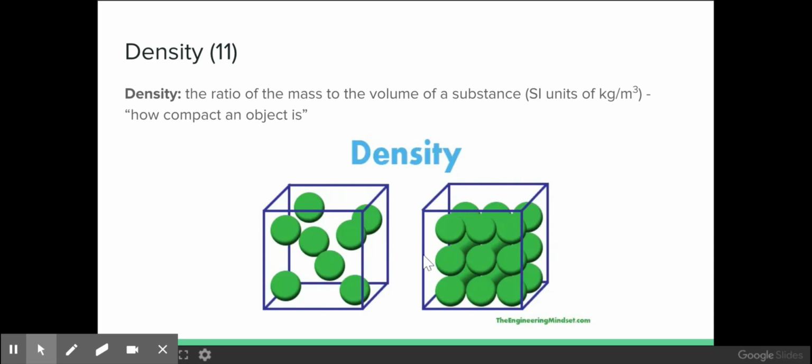I have two objects here, particulate level diagrams, to show you the differences in density between a loosely packed and a very tightly packed object. Low density objects have their particles very spread out. The particles have space in between them. The packing is very loose. High density particles are packed more together. Like when you make a good snowball, you take the snow and you pack it together in a very tight space.